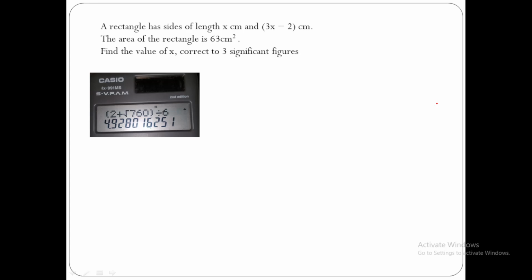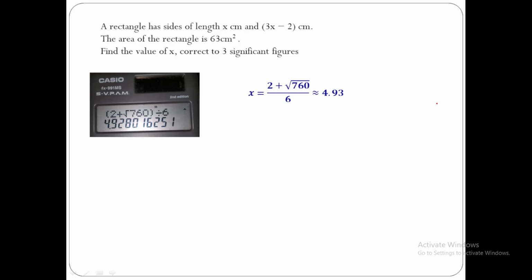While we are using the calculator, we have to type the expression this way: open bracket, 2 plus square root symbol 760, close the bracket, divided by 6. And then we can get the value. We require three significant figures. So 4.928 is rounded as 4.93. So 4 is a significant figure, 9 is a significant figure, 3 is a significant figure. So the answer is correct to three significant figures.